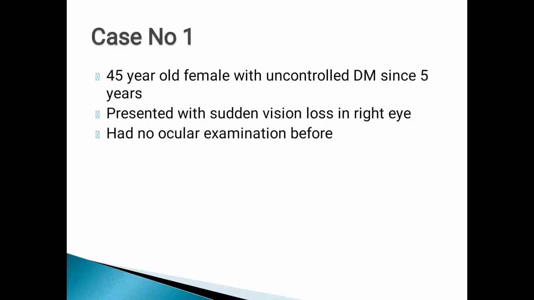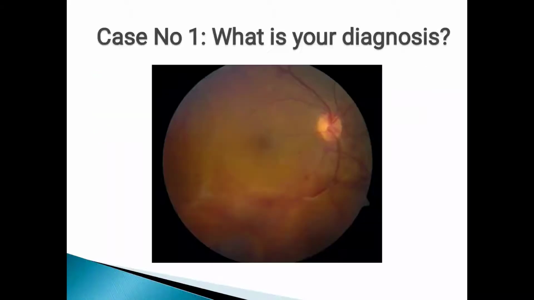To make the lecture interesting, I have put in some imaginary or real world cases of diabetic retinopathy. Case number one is a 45-year-old female with uncontrolled diabetes for the last 5 years. She never had an eye test before, and suddenly she presented with vision loss in the right eye. That is the common way in which many patients with diabetes present. So what do you see?